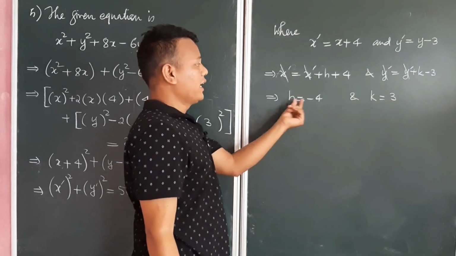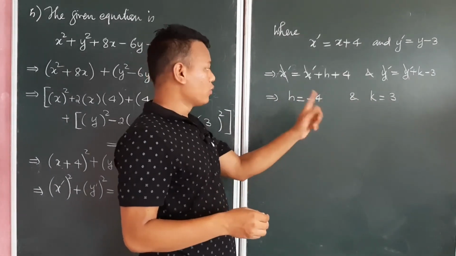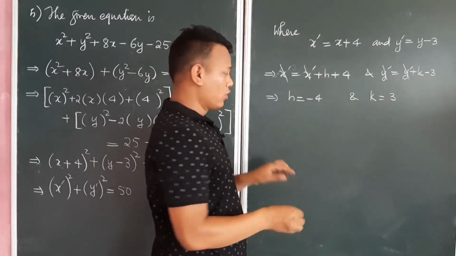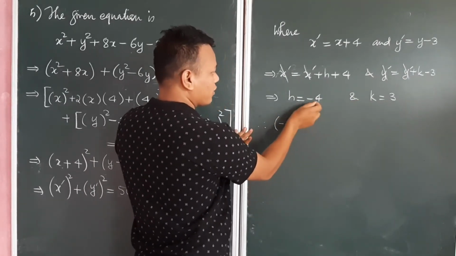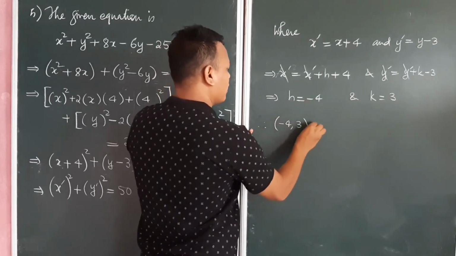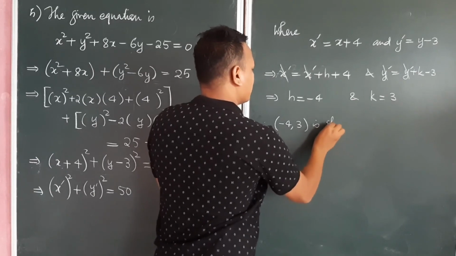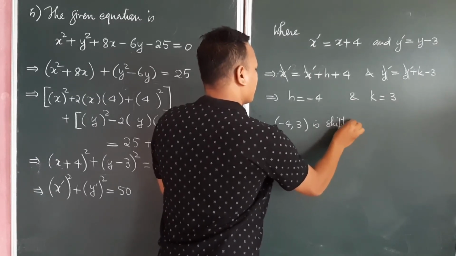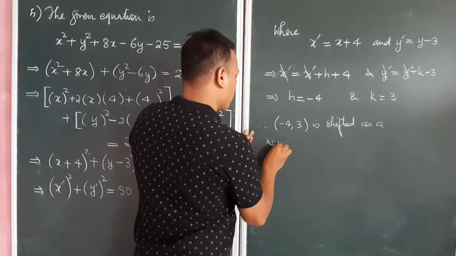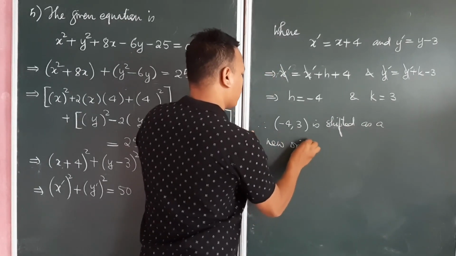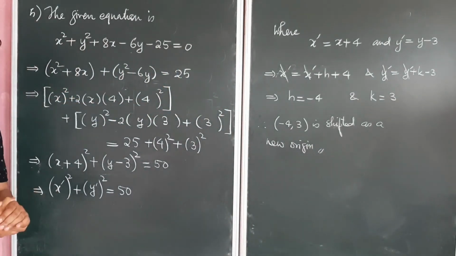So basically h comma k, the point which is changed into origin is what? Minus 4 comma 3. So therefore minus 4 comma 3 is shifted as a new origin out here. All right, so you may pause the video to note down.